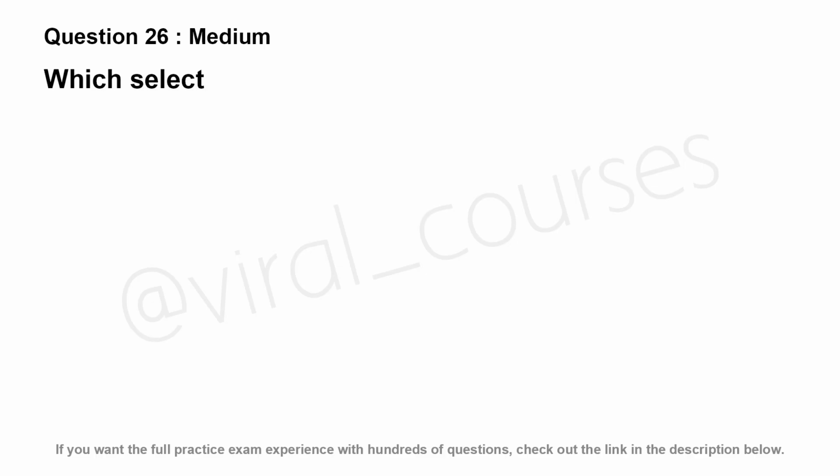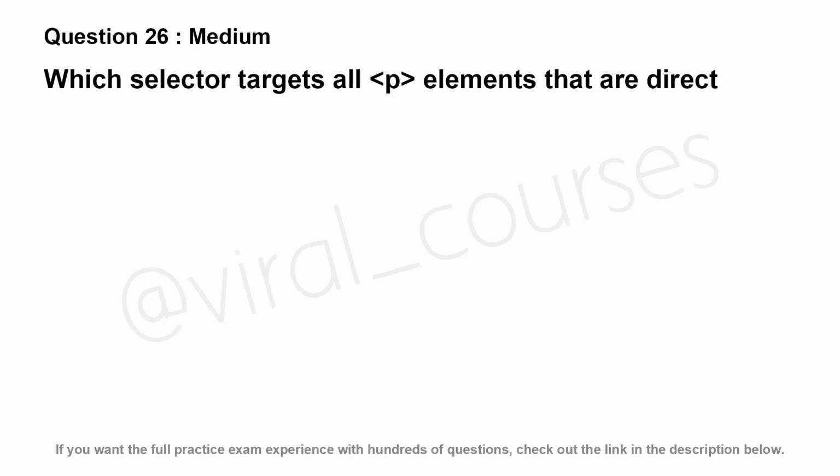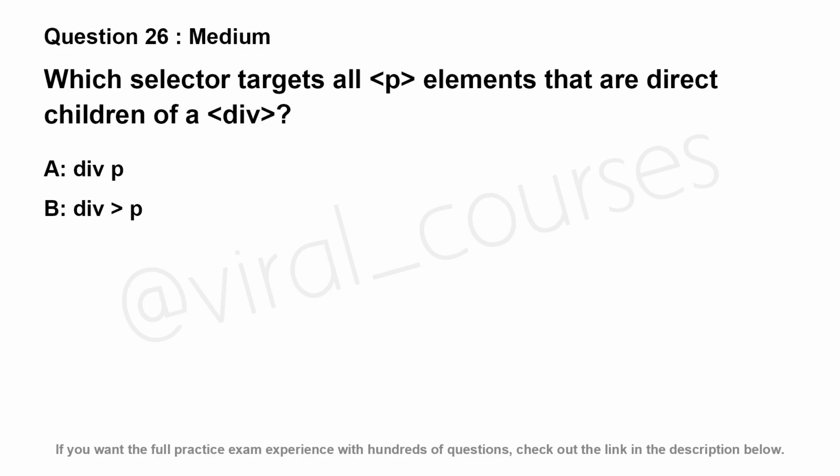Which selector targets all <p> elements that are direct children of a <div>? Option A, div p. Option B, div > p. Option C, div + p. Option D, div ~ p.